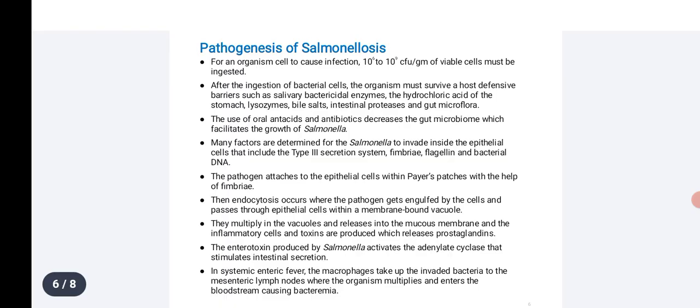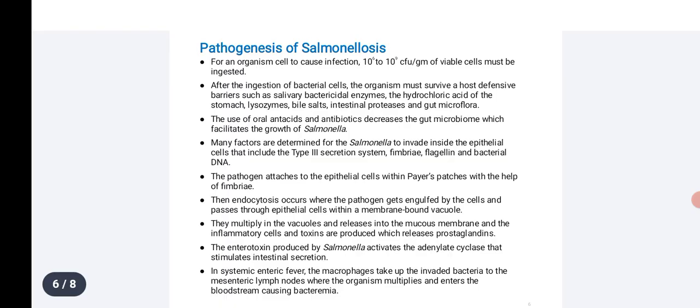Many factors determine Salmonella's invasion of epithelial cells, including the type 3 secretion system, fimbriae, flagellin, and bacterial DNA. The pathogen attaches to the epithelial cells within Peyer's patches with the help of fimbriae. Then endocytosis occurs, where the pathogen gets engulfed by the cells and passes through epithelial cells within a membrane-bound vacuole. They multiply in the vacuoles and are released into the mucous membrane.